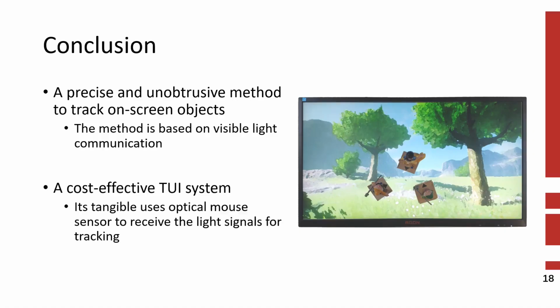In this talk, we introduce a precise and unobtrusive method to track on-screen objects. The location information is encoded into the variation of display content. The flickering of the variation is hidden by the visible light communication and high refresh rate display techniques. We believe it renders an alternative and interesting approach for on-screen interactive designs.